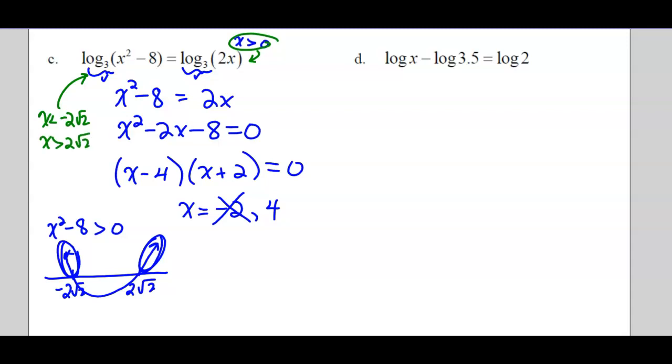Remember, overall, what overlaps, right? So x greater than 0, 0 would be in here, right? And so this part is what overlaps: x greater than 2 root 2. So that doesn't even come into play, right? We can't have an x value of 0. If we put it back in the original, it would make that left-hand side undefined. So x has to be greater than 2 root 2. Is 4 bigger than 2 root 2? Yep. So that's our solution.